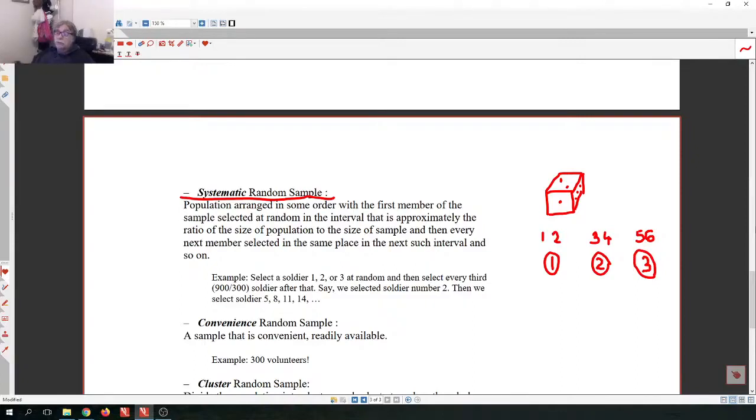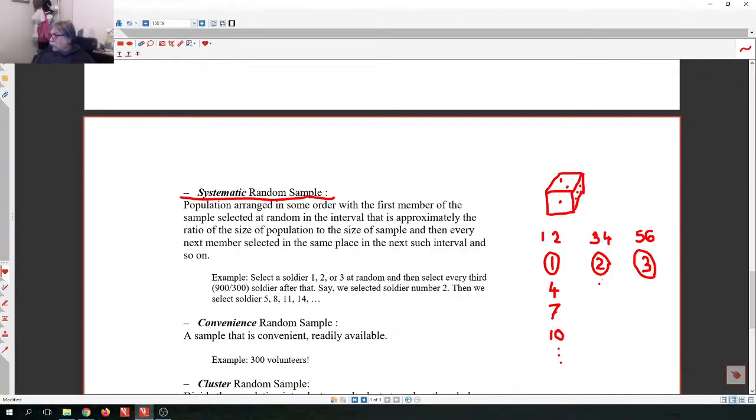Okay, you have to agree this is somewhat unbiased in a selection of a single soldier. They all have equal chance, 1 out of 3, to be in the eventual selection. The number 1, number 2, or number 3. If number 1 is selected, then I will take every third after that. The number 4, the number 7, the number 10, and on you go. And that way I would reach 300.